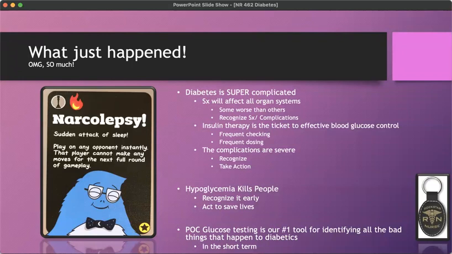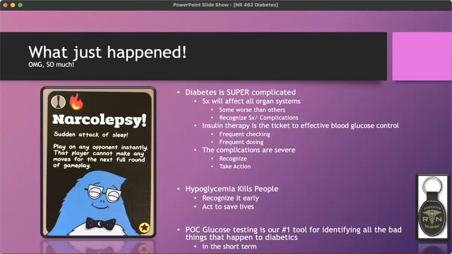So we want to make sure patients are competent with that equipment before we send them out to manage their diabetes. And then the complications of kind of hyper and hypoglycemia, they're pretty severe. So we want to make sure patients are able to recognize those symptoms and what actions they should take should they experience them, especially hypoglycemia, because this is the one that kills people. They need to recognize it as early as possible and act on it early to help save their life.